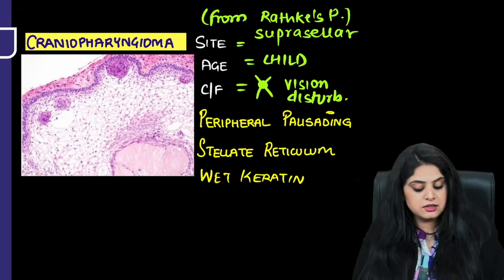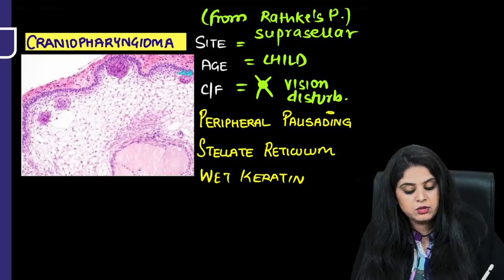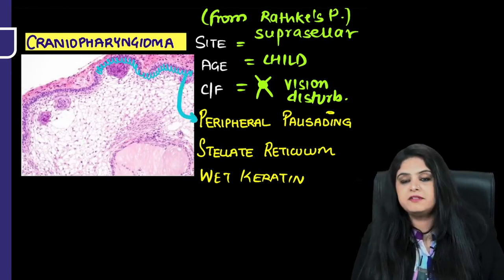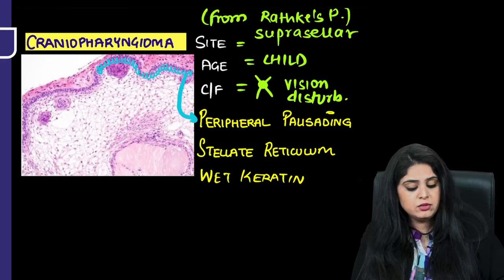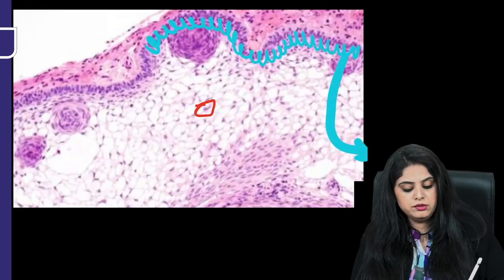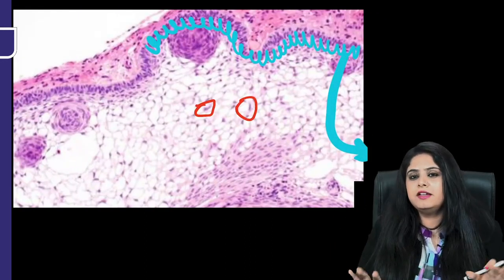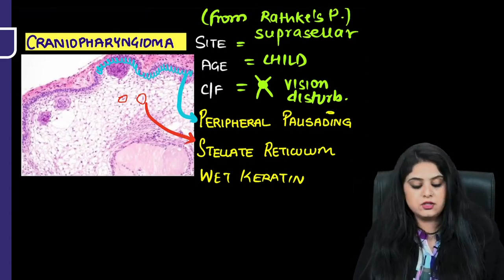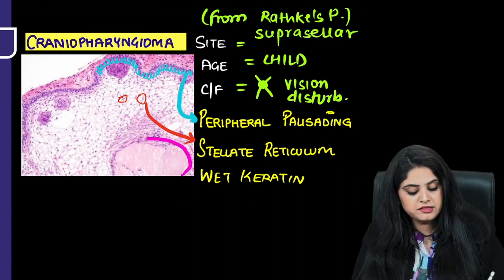How will you look at it under the microscope? At the periphery you will notice the cells are palisading. All the cells are parallel to each other. So the periphery shows you peripheral palisading. Then you will see that there are some loose cells. They are all away from each other. So these loose cells are known as stellate reticulum. And finally, you will see some pink keratin, that is known as wet keratin.